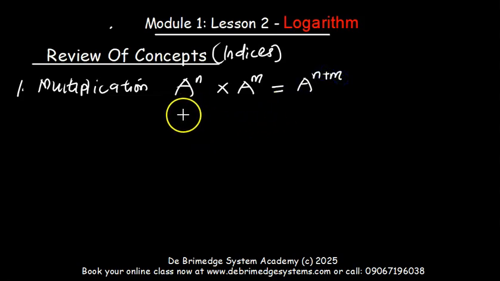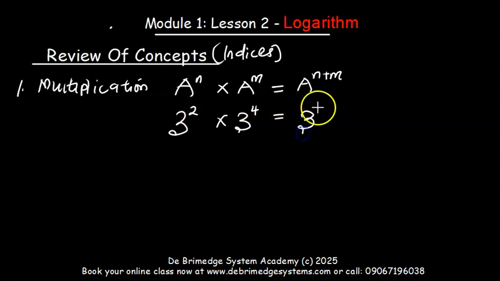For example, if I have 3 raised to the power of 2 times 3 raised to the power of 4, I have the same base and different powers. This is the base, this is the power. Pick one of the base and add the powers: 2 plus 4 gives me 3 to the power of 6. So this is all about the multiplication law.